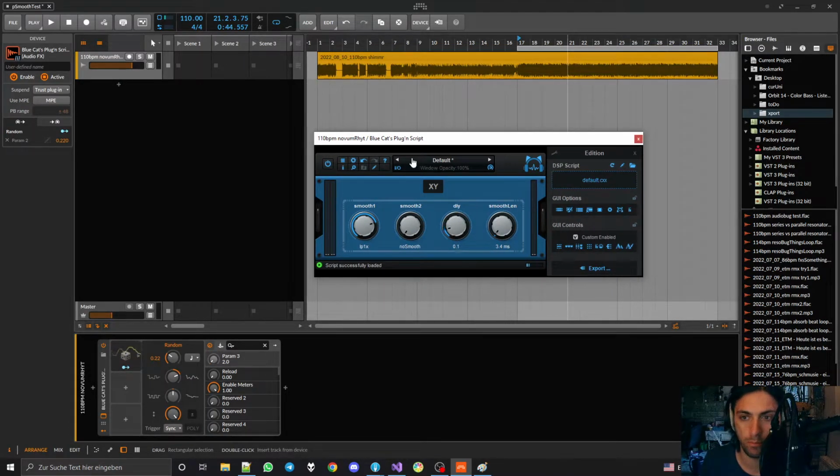It works like this. The first smoother that you have is actually block-based, and you might be saying, what? Block-based? That means that it's different for each block size. It doesn't sound the same in all hosts, and it also doesn't sound the same with different settings of your audio interface. So it's ultimately bad, right?